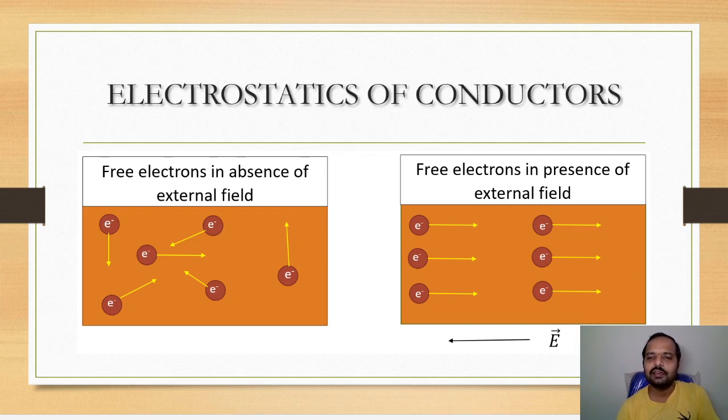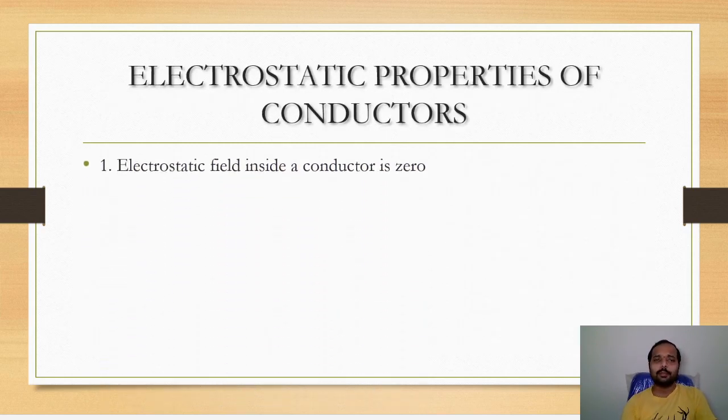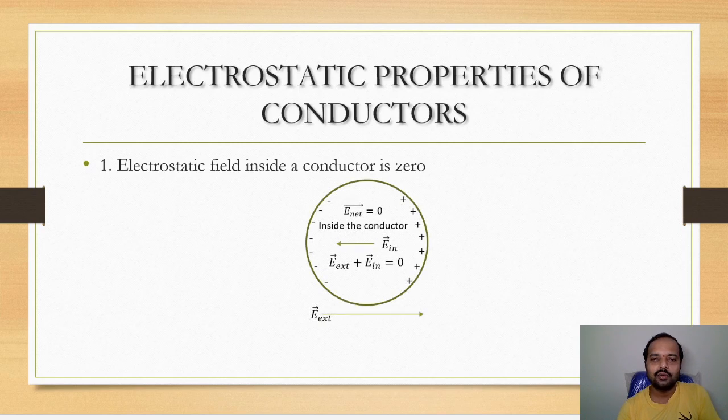Now based on the behavior of the free electrons and certain properties of conductors, we are going to learn about the electrostatic properties of the conductors. So the first property is that the electrostatic field inside a conductor is always going to be zero. Now how do you explain this?